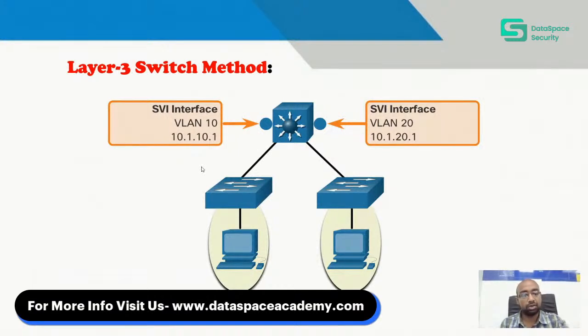Next is the inter-VLAN in layer 3 switch method. This method allows you to configure inter-VLAN routing in the switch itself. For this you need layer 3 switches. We have already read that a layer 2 switch is used at the data link layer, and a layer 3 switch is used at the network layer. You cannot configure inter-VLAN on a layer 2 switch. So let's move to the practical.